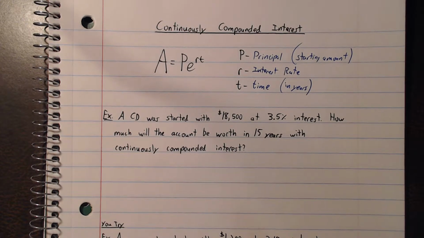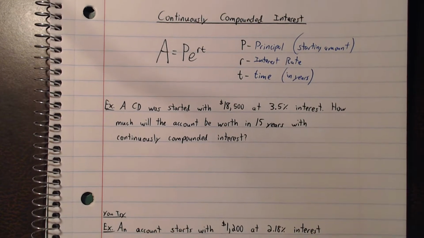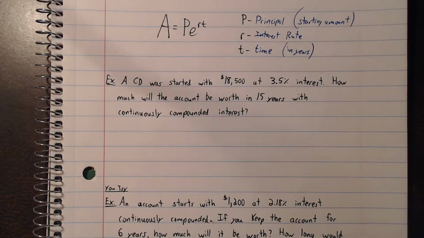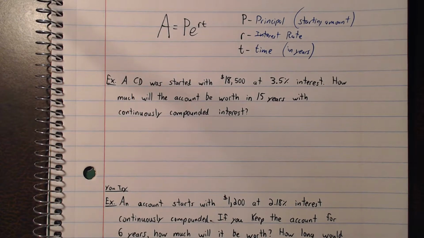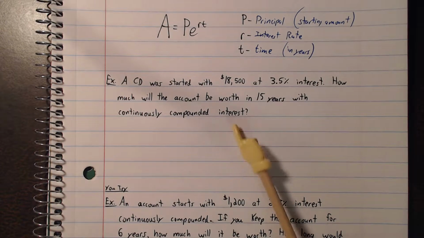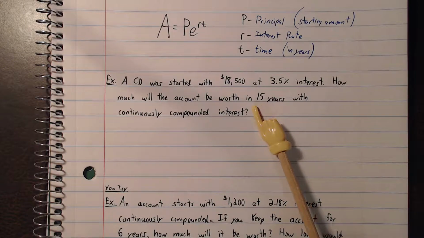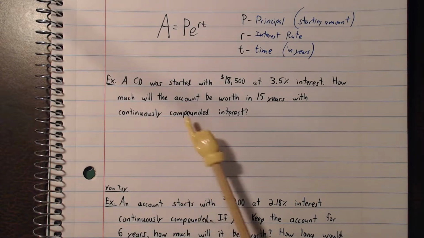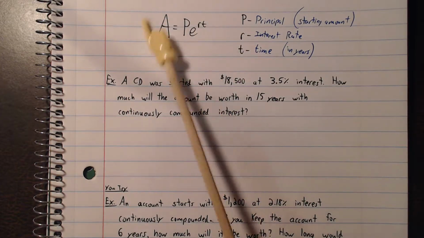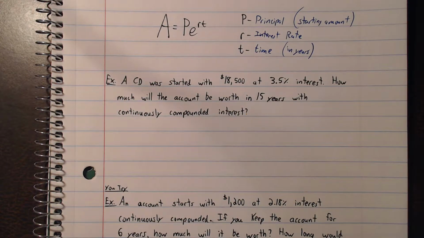So now that we know what each of these things mean, let's take a look at an example. Okay, it says a CD was started with $18,500 at 3.5% interest. Wow, I don't know where this guy got that money from, but lucky them. Anyways, we want to know how much the account will be worth in 15 years with continuously compounded interest. So we're using A equals Pert here.